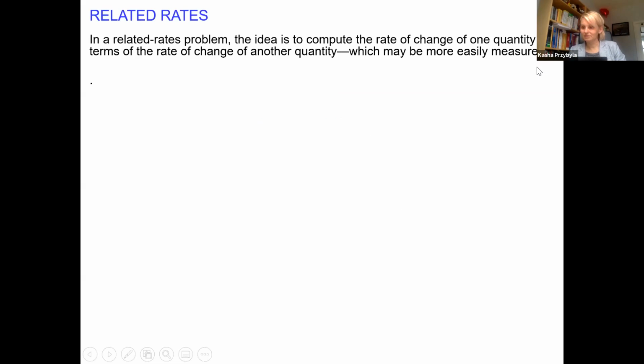That means just to compute the rate of change of one quantity in terms of the rate of change of another quantity. Yeah, we can do this.